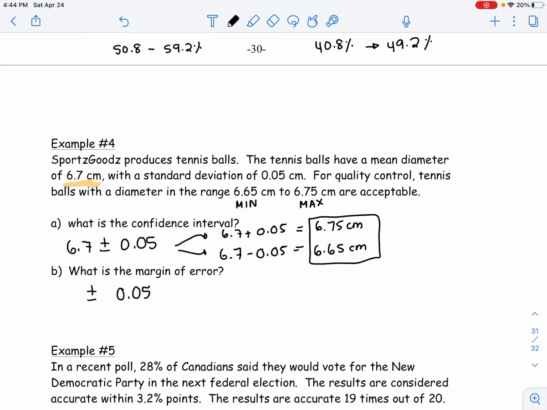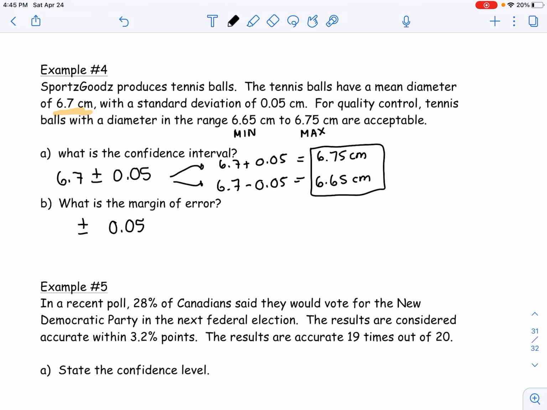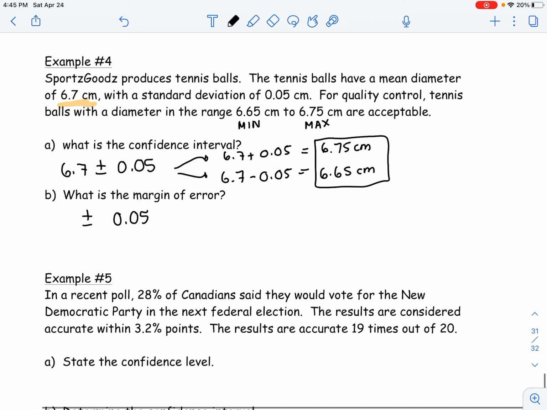The margin of error was that plus minus 0.05, which is the standard deviation in this case. That means you could be above or below by 0.05. So that was kind of given in the question without having to do much work. All the work was already done for you in this one. It's just about making sure you understand what these numbers mean.